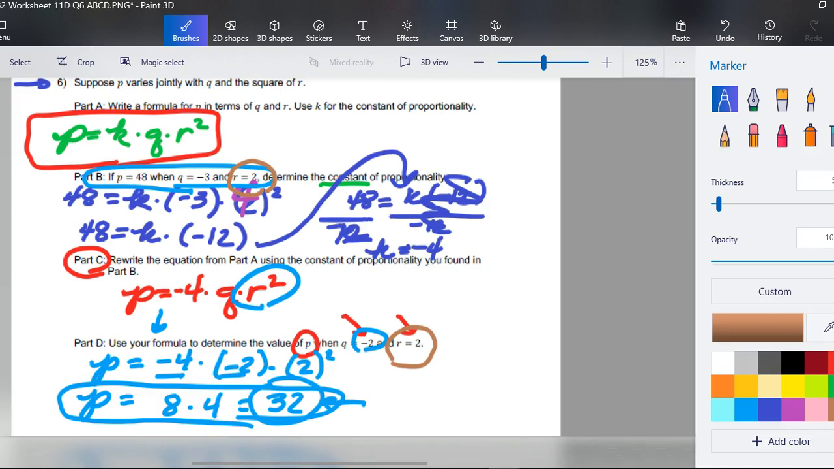So let's look at Q. Q went from -3 to -2. So Q went up 1 point, or one number. Q went up. So as Q goes up, what is happening to P? P was 48 here, P is 32 here. So the answer to Part E: P decreases when Q increases. And this is because of the negative constant of proportionality. Right here's the culprit, -4.